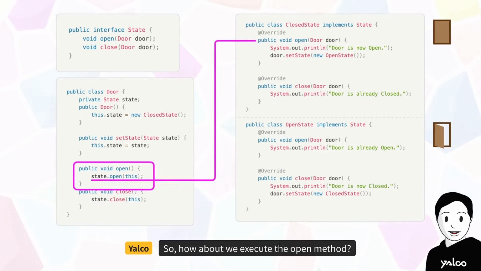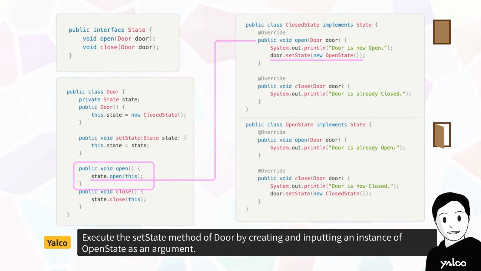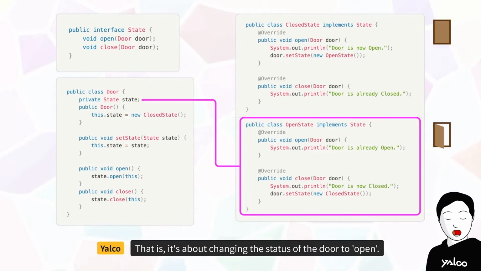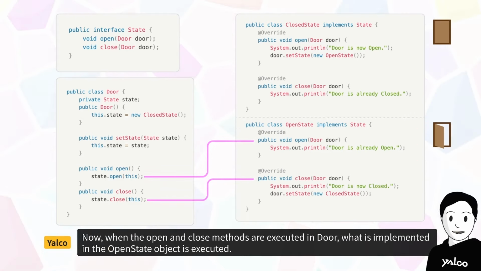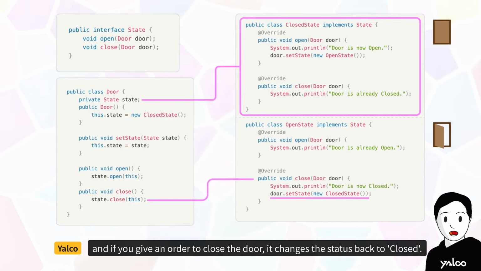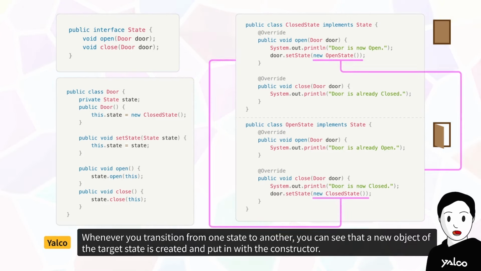So, how about we execute the open method? Execute the setState method of door by creating and inputting an instance of openState as an argument. That is, it's about changing the status of the door to open. Now, when the open and close methods are executed in door, what is implemented in the openState object is executed. If you try to open the door again in this state, a message that the door is already open is printed out. And if you give an order to close the door, it changes the status back to closed. Whenever you transition from one state to another, you can see that a new object of the target state is created and put in with the constructor.